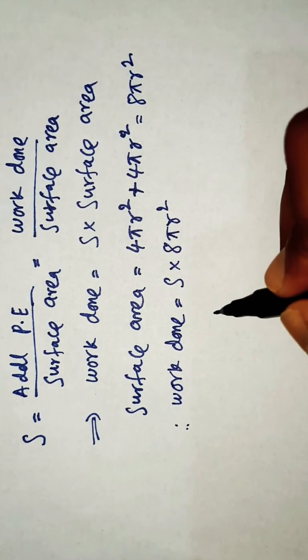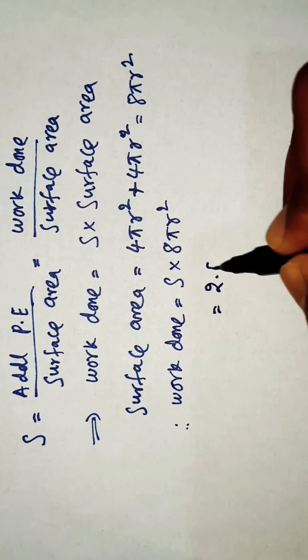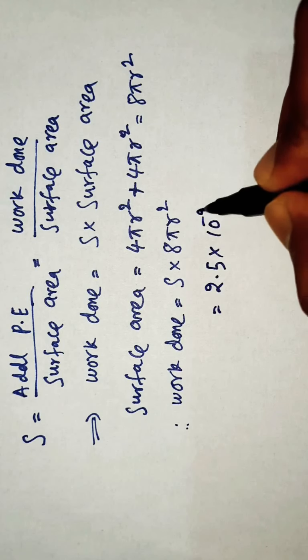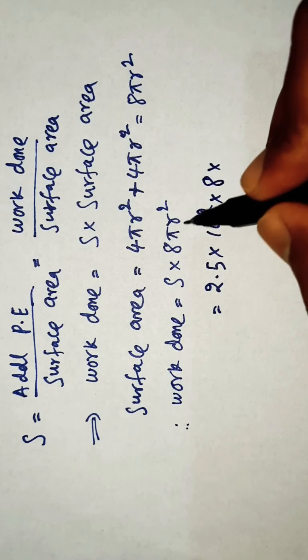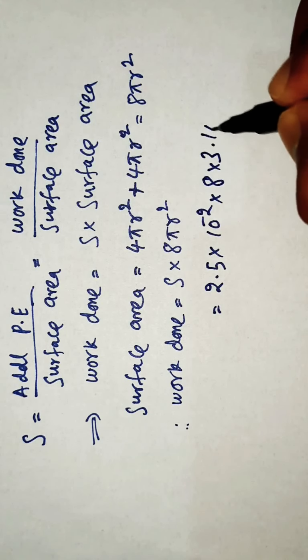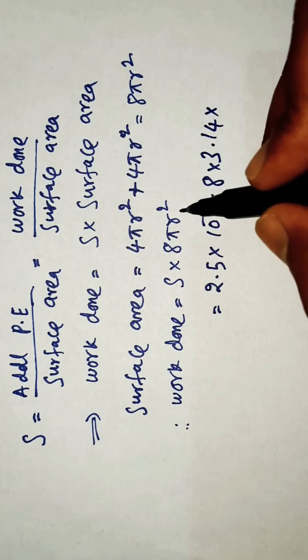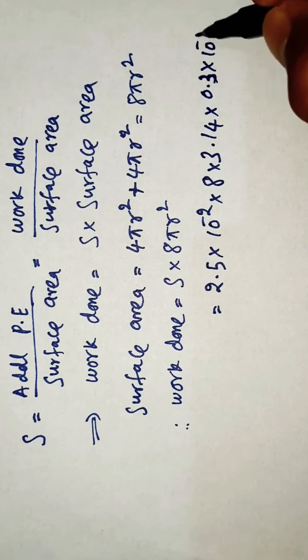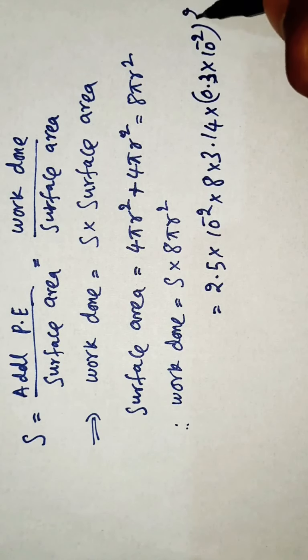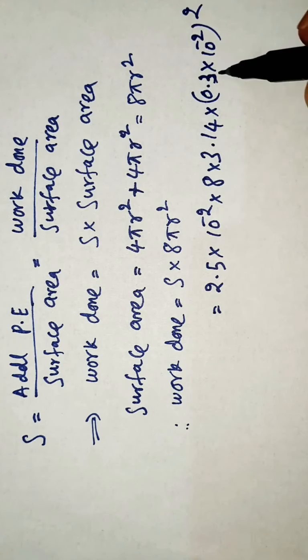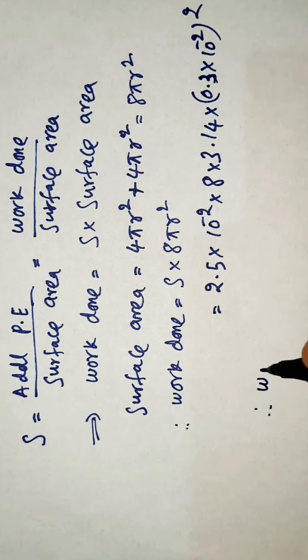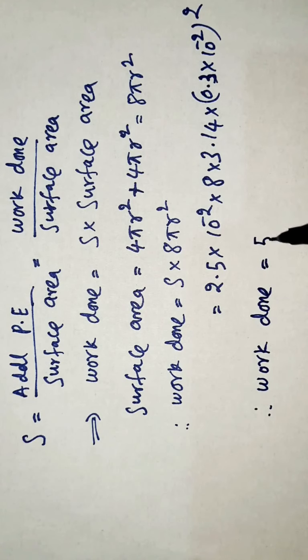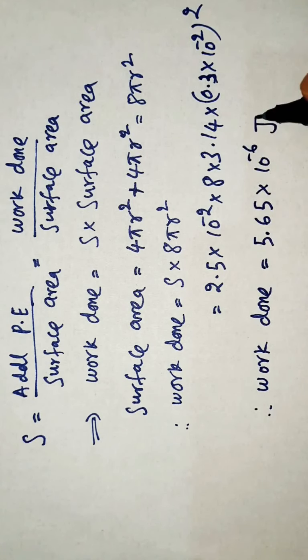So here S is given, that is 2.5 into 10 to the power minus 2, 8 into, here pi is equal 3.14 into R is equal 0.3 into 10 to the power minus 2 whole square. If we simplify this, we can get work done is equal 5.65 into 10 to the power minus 6 joules.